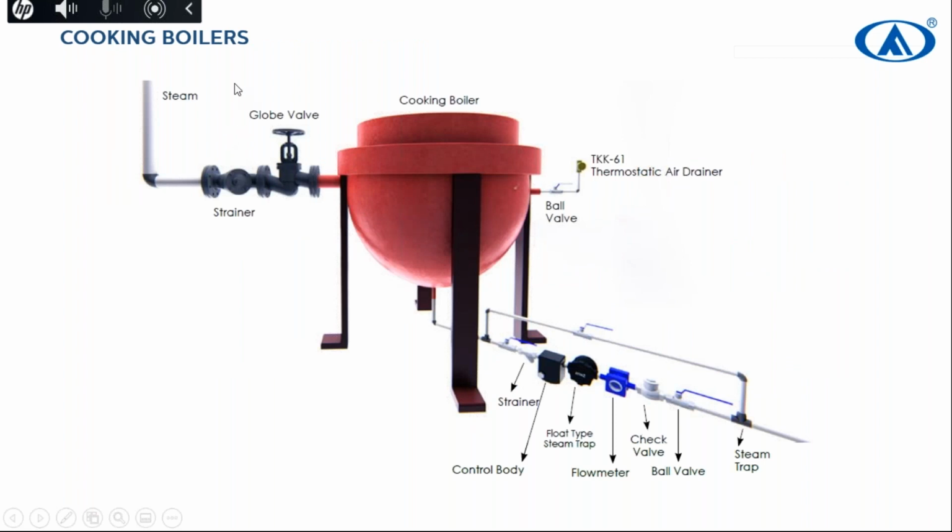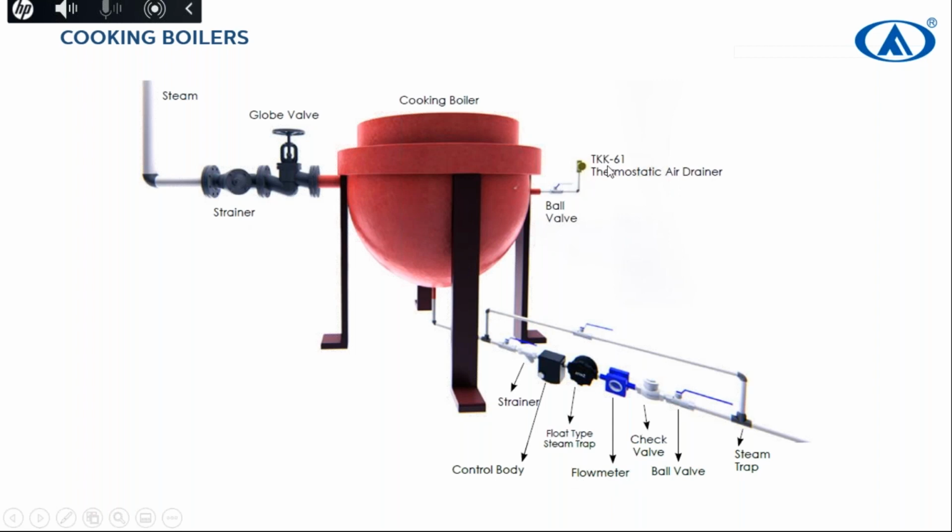For cooking boilers, for the food industry, or you can just count chocolate melt industry or pasteurization tank, or it can be milk industry, milk boiler, you need to use a float type steam trap with other helper equipment: with control body or with check valve, with strainer, and with flow sight glass. Sorry, this is not a flow meter, this is a sight glass.